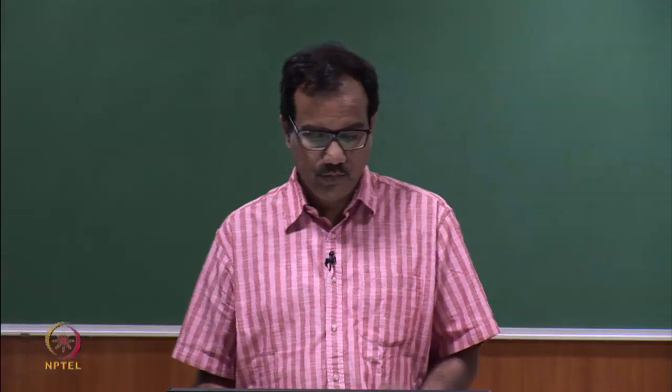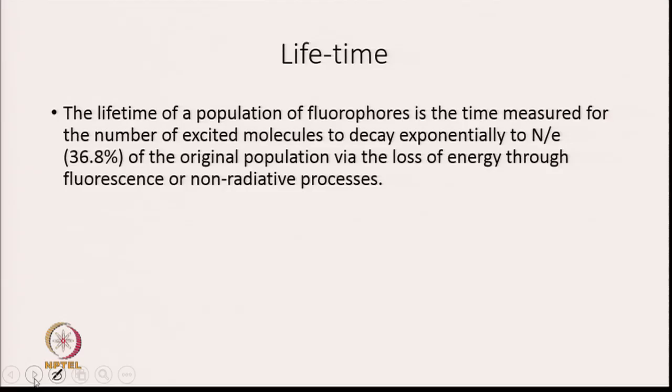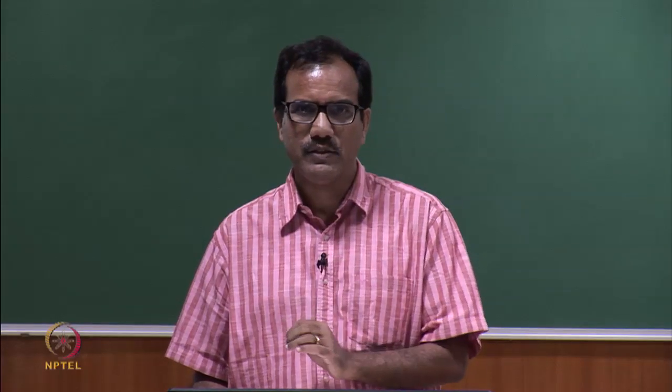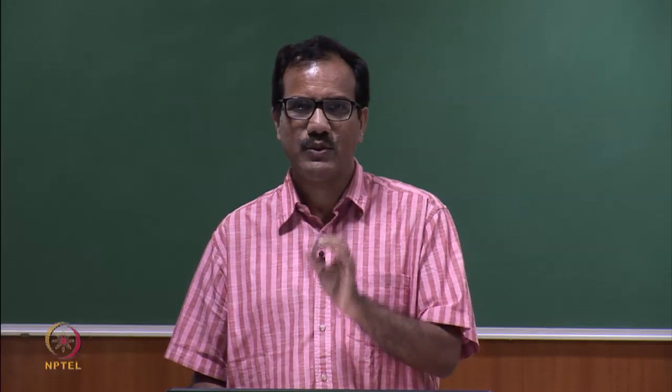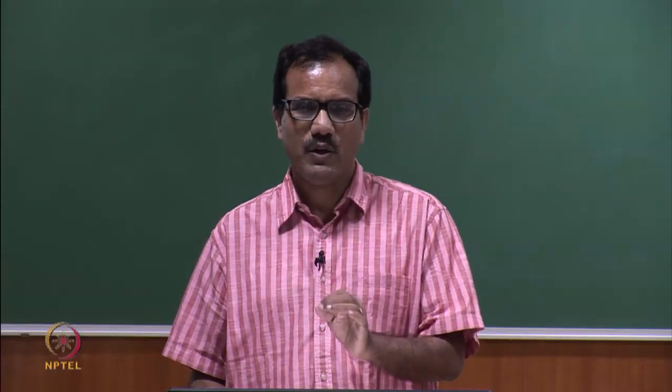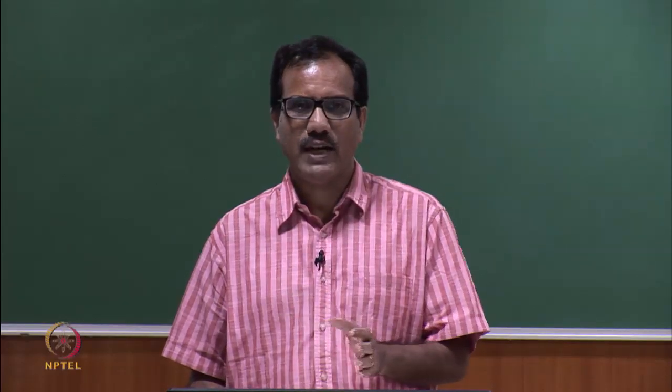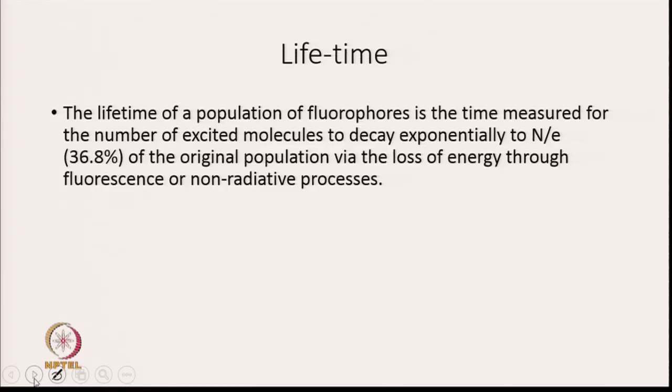Now, the lifetime of a population of fluorophores is the time measured for the number of excited molecules to decay exponentially to n by e of the original population via the loss of energy through fluorescence or non-radiative processes. So, what I wrote is I is equal to I naught exponential minus k into t. This was the equation which we get when we solve the first order kinetic equation for the fluorescence decay.